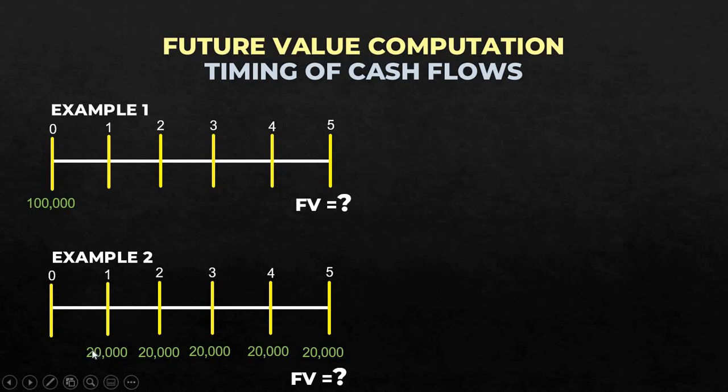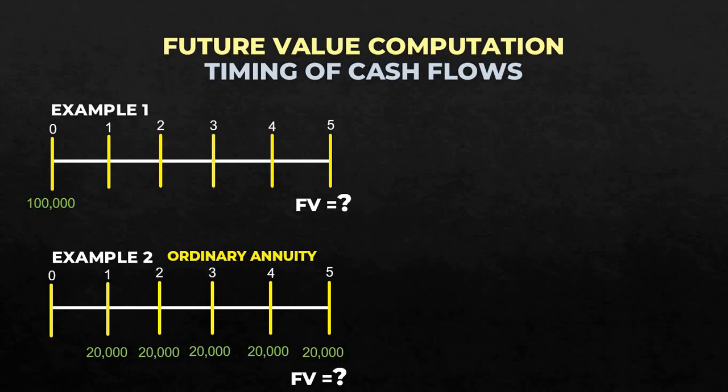And kung titingnan nyo, ang ating mga cash flows is pare-parehas na 20,000 pesos. So they are equal in amount. At yung interval nila is also similar kasi every one year, di ba? Yung 20,000 pesos will be deposited in the time deposit every year. And since ito is a series of equal payments in equal intervals made at the end of every period, ibig sabihin, this is an example of ordinary annuity.